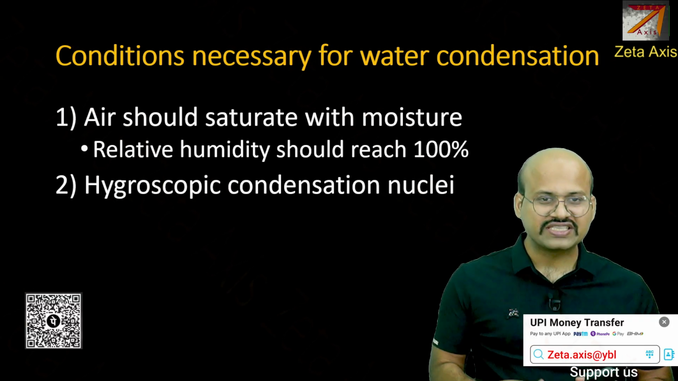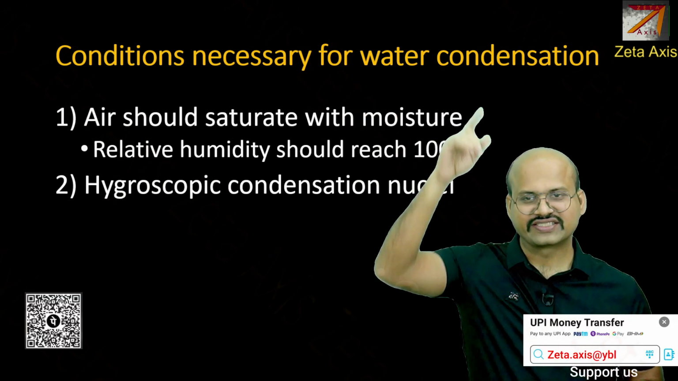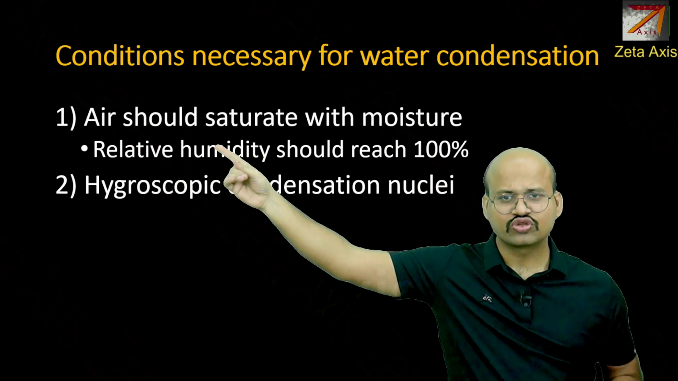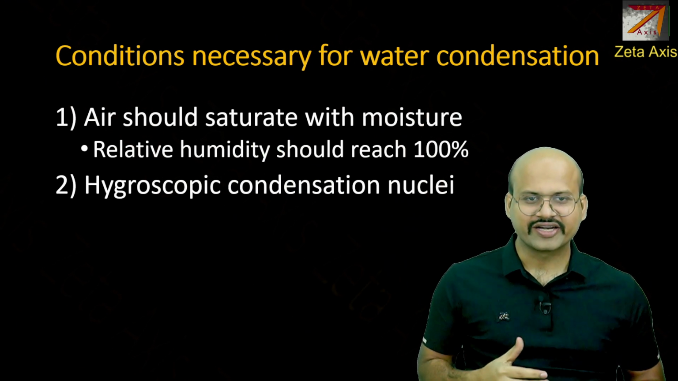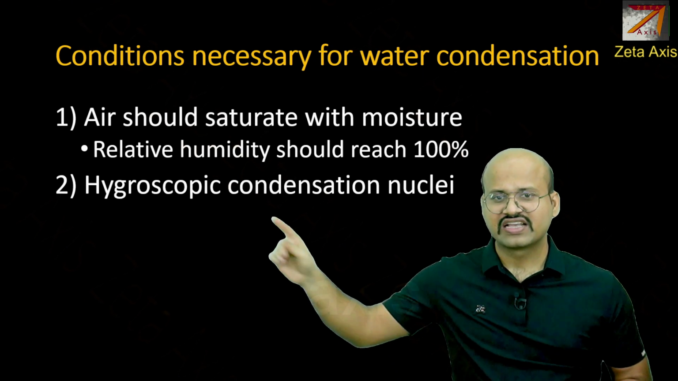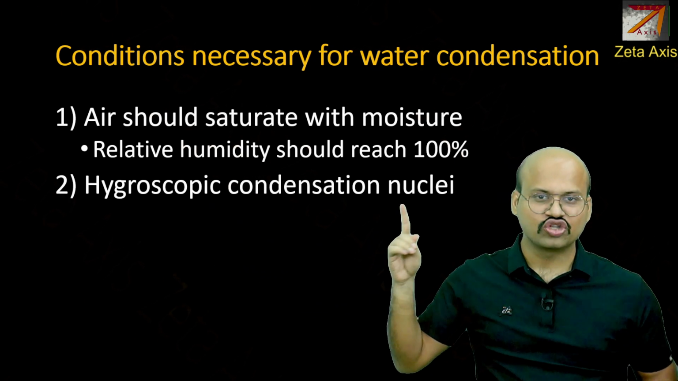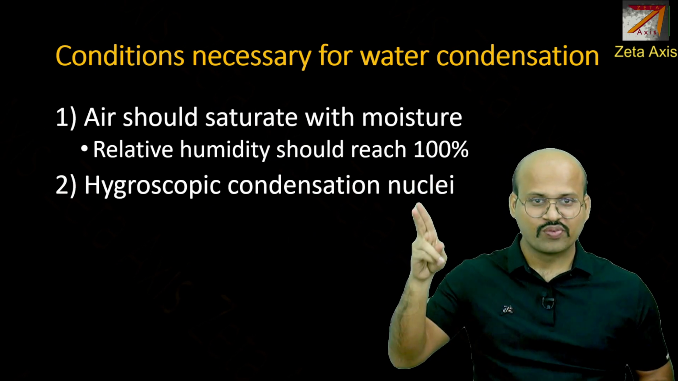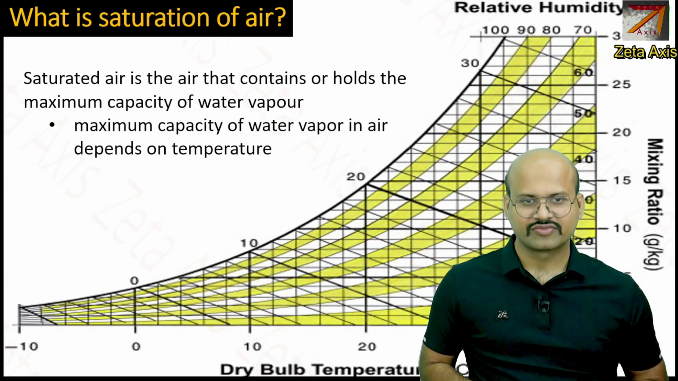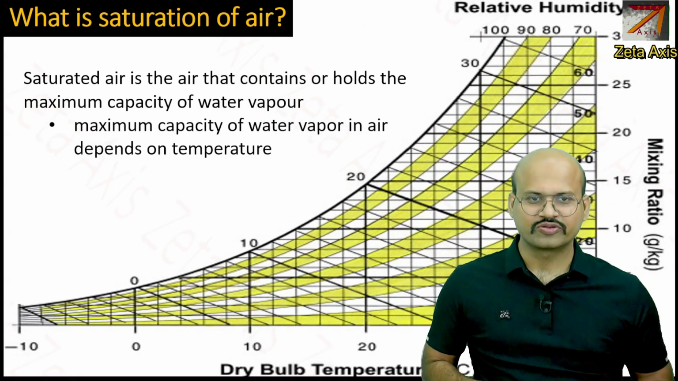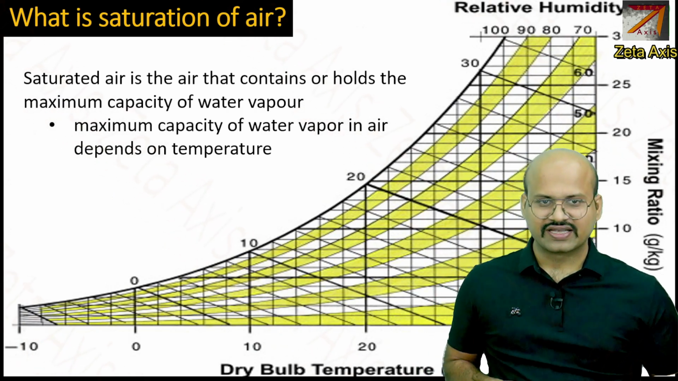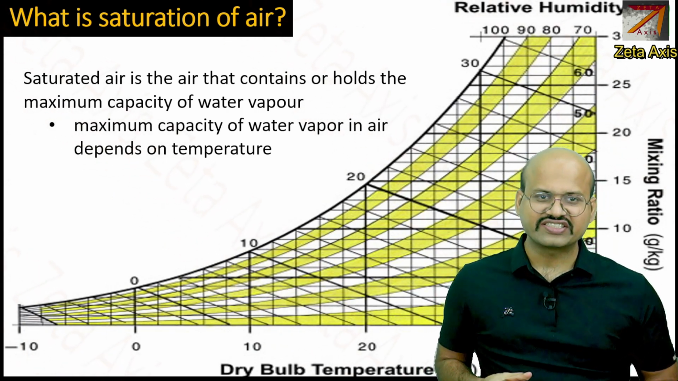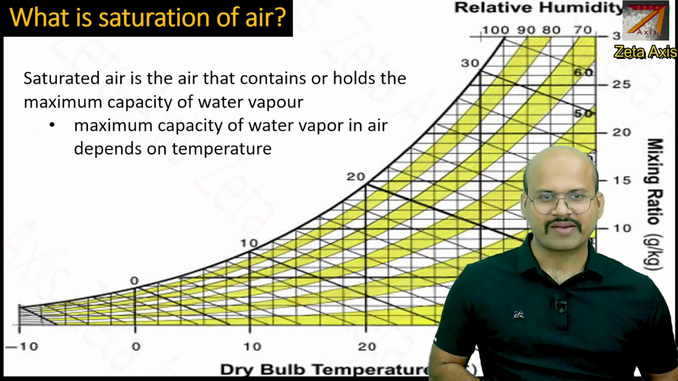Now there are two basic conditions for water condensation. The first is that the air should saturate, that is, the relative humidity should reach 100%. And the second is that hygroscopic condensation nuclei should be present. Let's discuss both of these in detail. So the first condition is that the air should be saturated. So what does this mean? It basically means that the air should reach the maximum moisture carrying capacity.